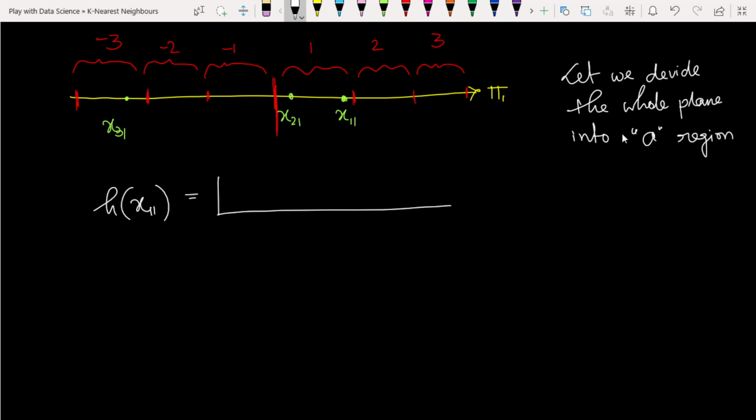If we divided the whole plane into a regions, the dimensionality of our hash value will be a. Simple. If this is 0 indexed, 1 is the first index, then the second index, and the last index will be a minus 1. It will be a minus 1 if we divided the whole plane into a regions.